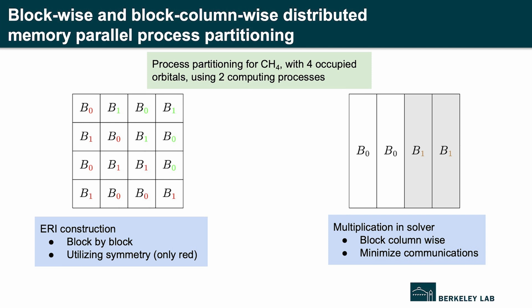We use a 2D process grid. And for the multiplication in the CG solver, instead we use a 1D grid, because for the multiplication with that special matrix A, we require communication along the block column. So to minimize this communication, we use a 1D solver, which is a 1D block column-wise process grid.